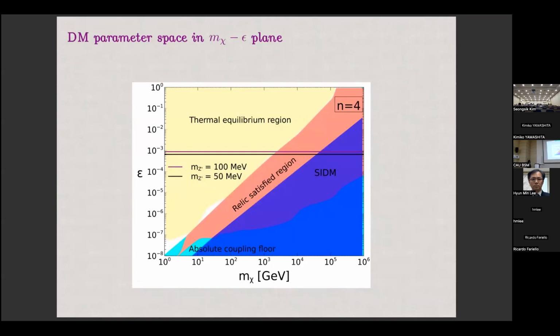The main message is that for n equal to 4, this is the region in which the dark sector is in thermal equilibrium, and one can see the relic density satisfied region here. We show that for two benchmark values of m Z prime, for fixed values of epsilon, it is in the parameter space in which the g minus 2 and relic density are satisfied.